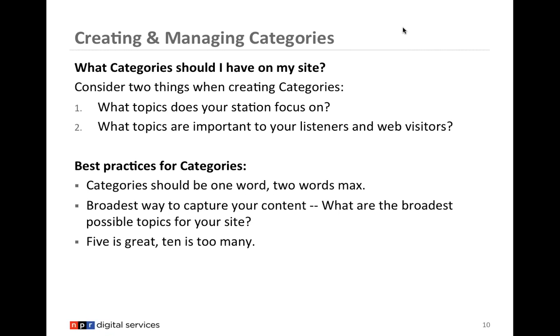And in terms of the number of categories that you're going to be creating, 5 is great, 10 is too many. Again, you want to go back to that comparison to a newspaper. If you were looking for information on a new play that had come to town, and there was an arts and culture section, a culture section, an entertainment section, and a theater section, you would not necessarily know where to go to look for that information. So you want to make sure you're using broad terms for your categories.